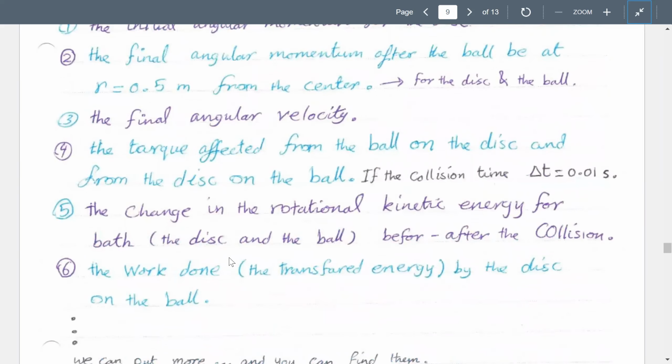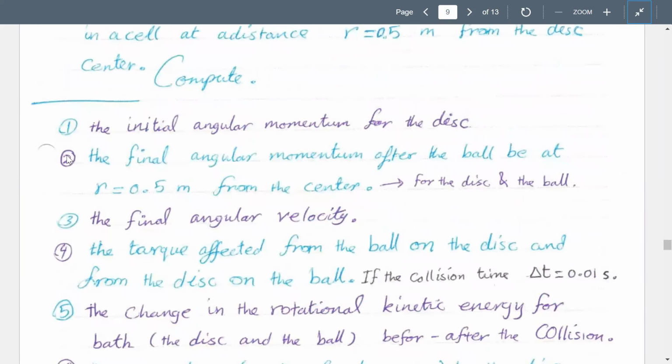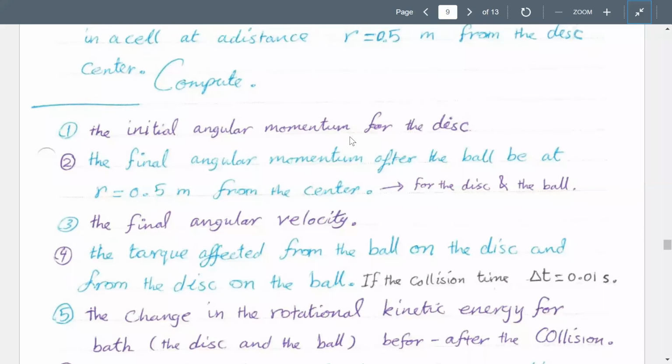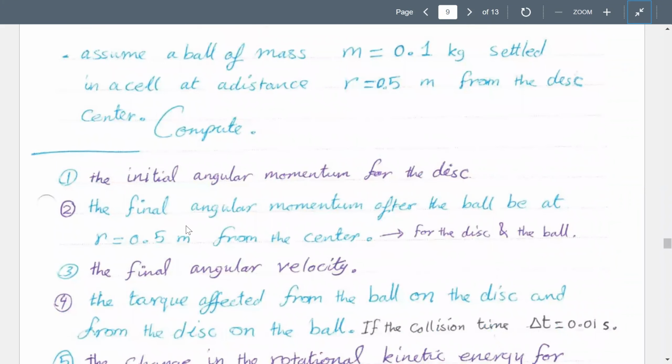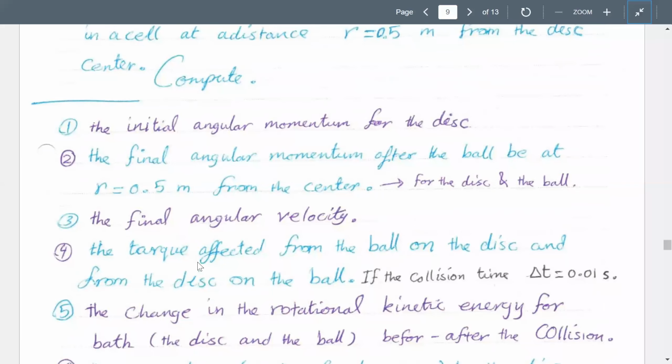We need to compute many things. Compute the initial angular momentum for the disk without the mass. Find the angular momentum after the ball is at the radius. Find the final angular momentum, angular velocity, the torque exerted by the ball on the disk, and the force from the disk on the ball.